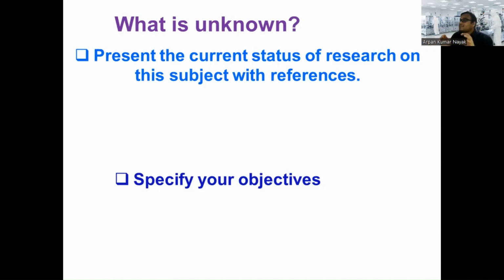What is the current status? Currently, what are the things going on in that area? That we have to present. But again, current status means, definitely, how will you get the current status from the literature. When we put this current status from the literature, we also have to put references for each point. So the current status, what is going on, we have to put with proper reference.